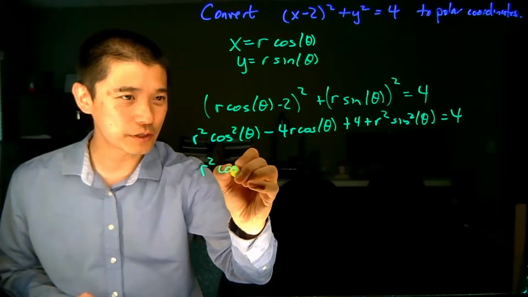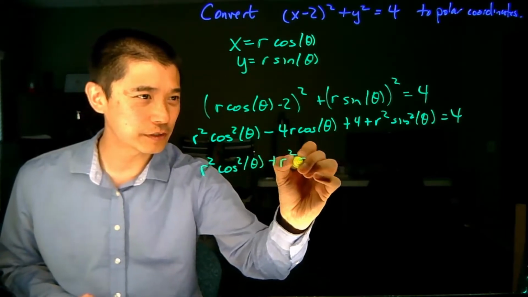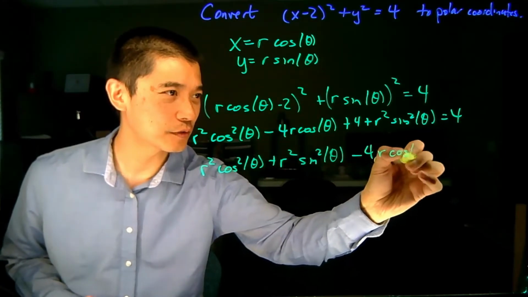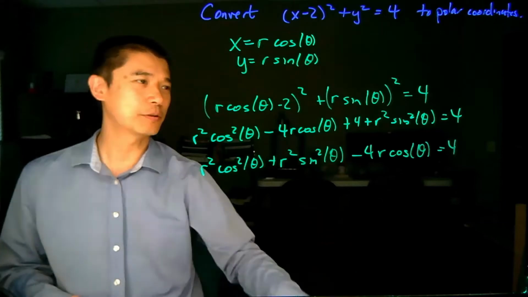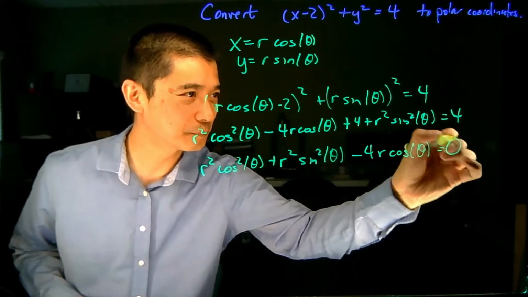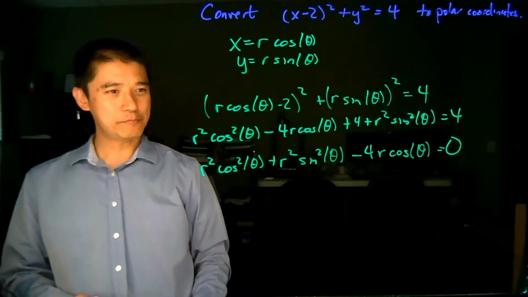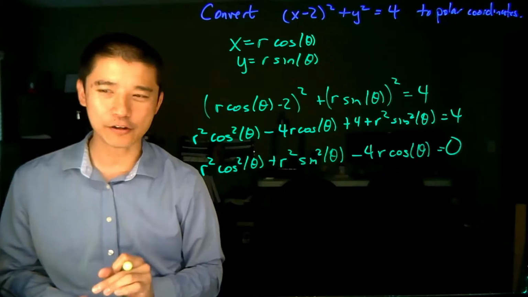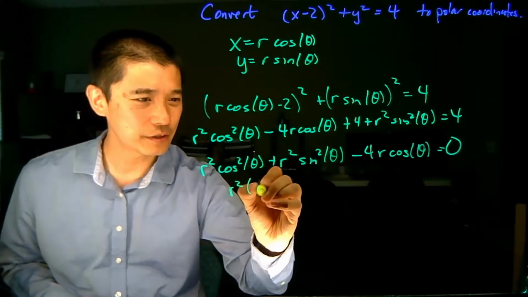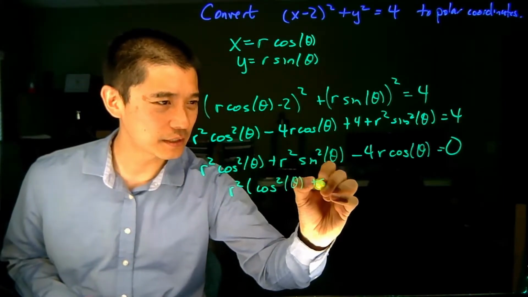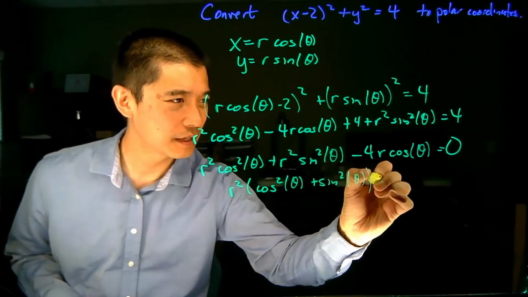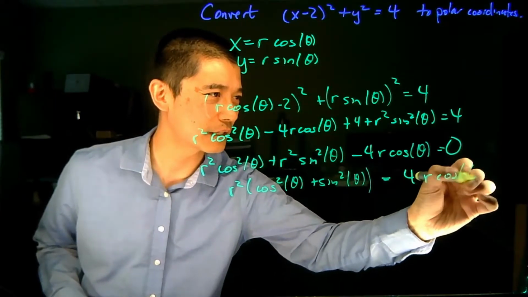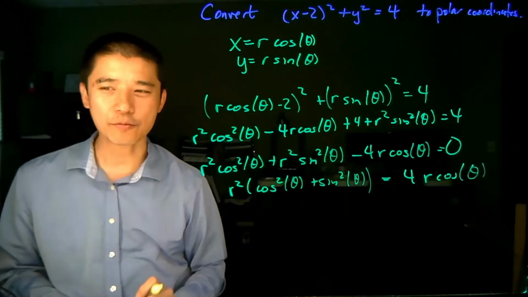R squared cosine squared theta plus r squared sine squared theta minus 4r cosine theta equals 0. The 4 is canceled out. Okay, well, let's see what we can do. When you look at this, something should jump out at you, which is that you can factor out an r squared: r squared times cosine squared theta plus sine squared theta. And we can move this to the right-hand side of the equation. Equals 4r cosine theta.